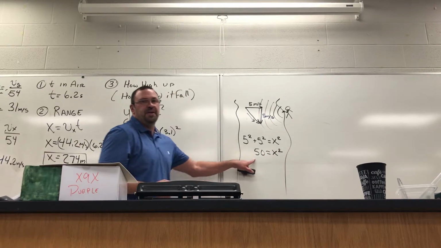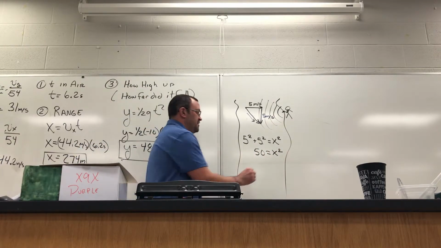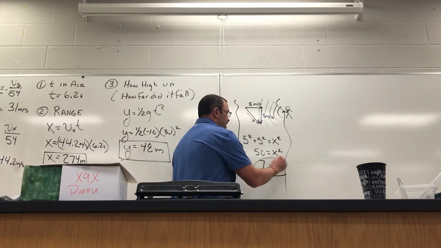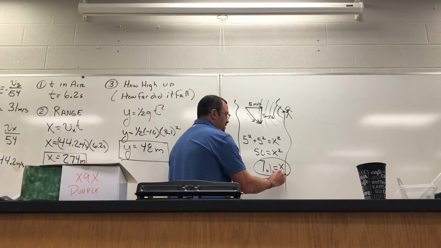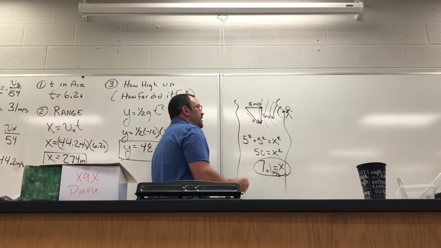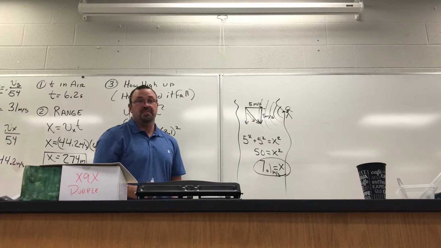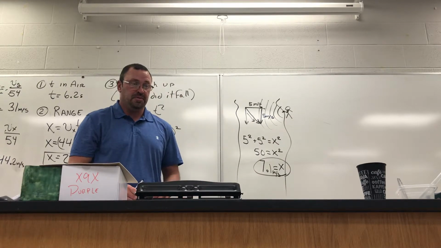I don't know the square root of 50, but I know the square root of 49 is 7. So this is going to be about 7.1 should equal x. So my true speed is 7.1 meters per second at an angle this way, when my boat is moving and when the river's going. Those two things add up and we get a speed greater than either of the two components.